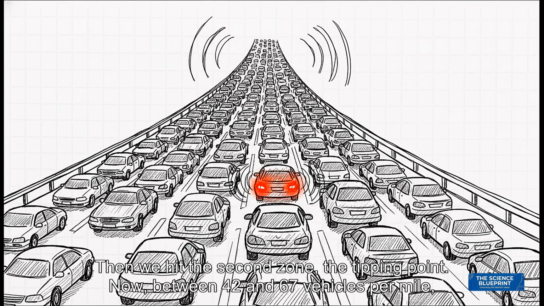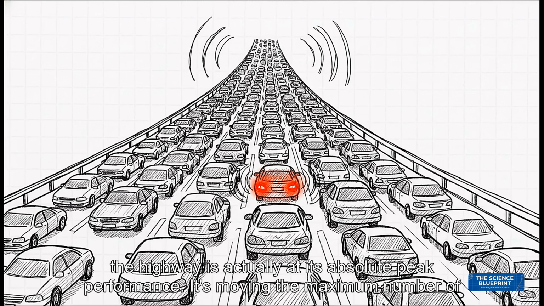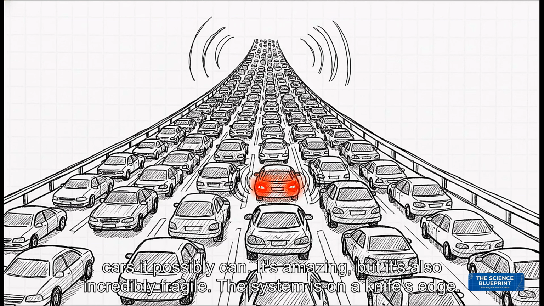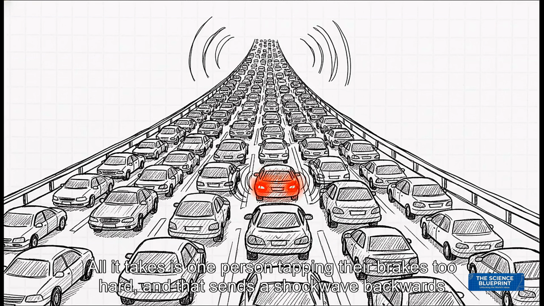Then we hit the second zone, the tipping point. Now, between 42 and 67 vehicles per mile, the highway is actually at its absolute peak performance. It's moving the maximum number of cars it possibly can. It's amazing, but it's also incredibly fragile. The system is on a knife's edge. All it takes is one person tapping their brakes too hard, and that sends a shockwave backwards that can shatter the whole thing.